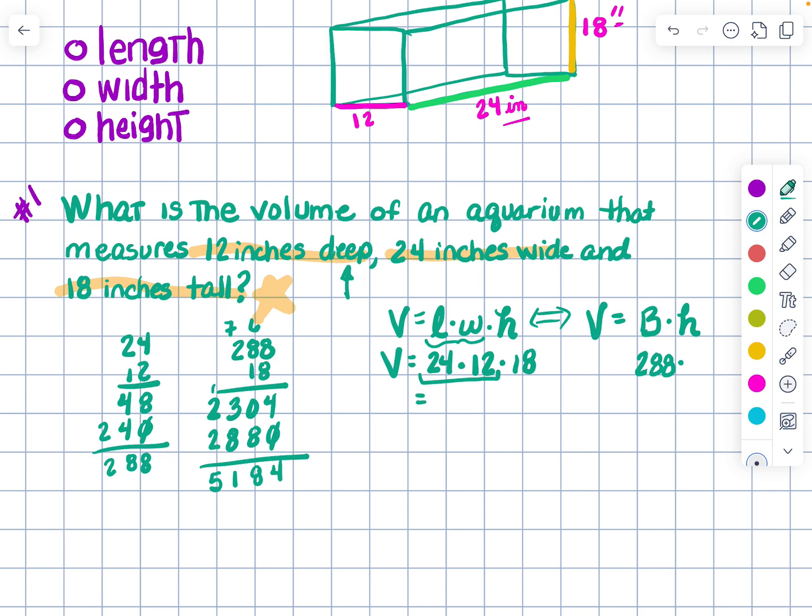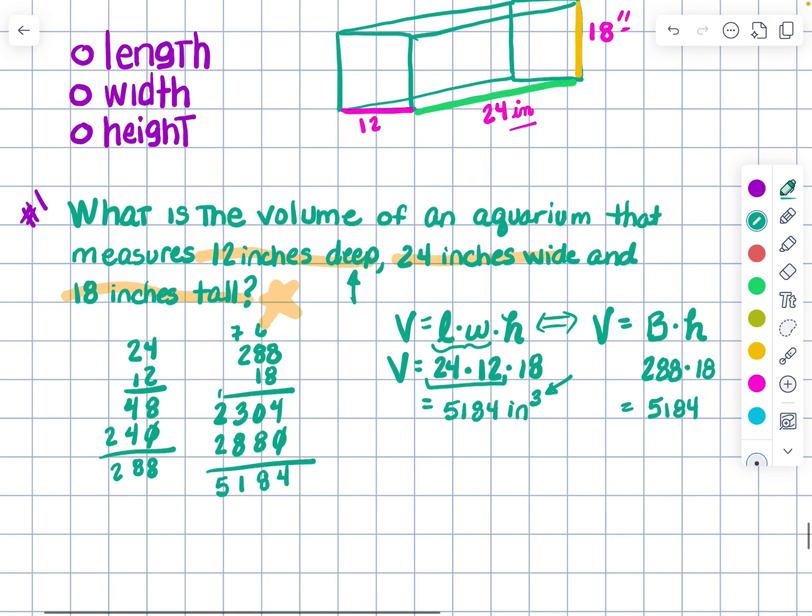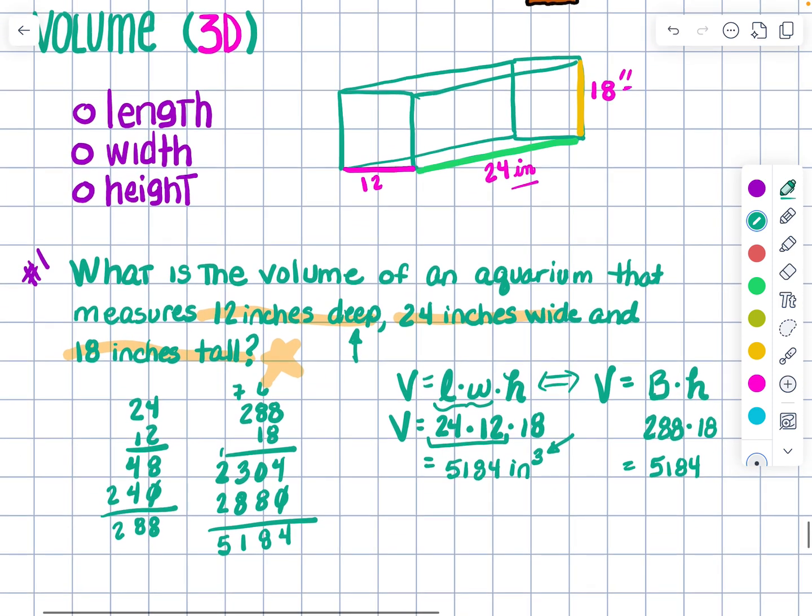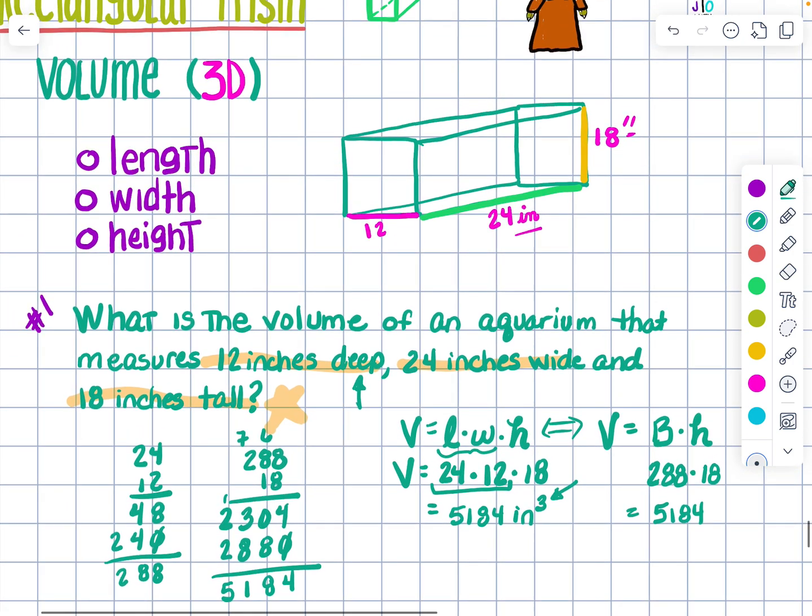Okay, so 5,184, and this is going to be the same, times the 18. 5,184. Okay, and the units are going to be inches cubed, and this tells us we're working in 3 dimensions. Okay. All right, hopefully that is pretty straightforward.